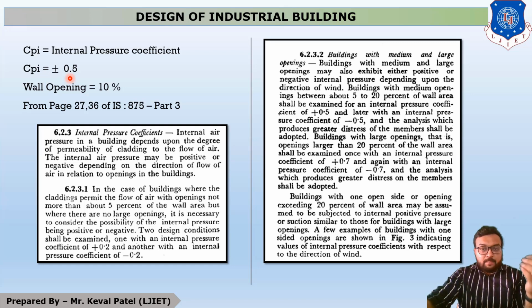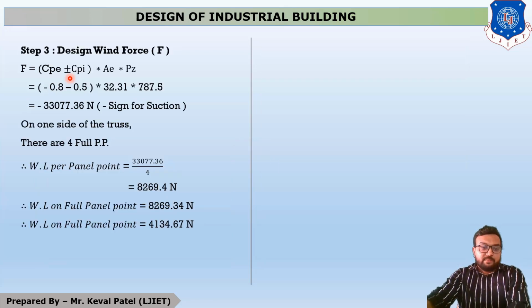Now plus 0.5 and minus 0.5, for which value will our force be maximum? You can see that our force will be maximum for the minus value, because the bracket portion is maximum for the minus value. If we put plus 0.5 in this equation, then it is minus 0.3. Okay, so minus 0.8 minus 0.5.